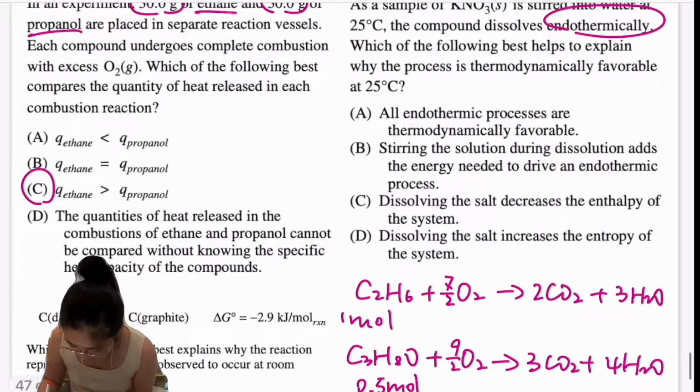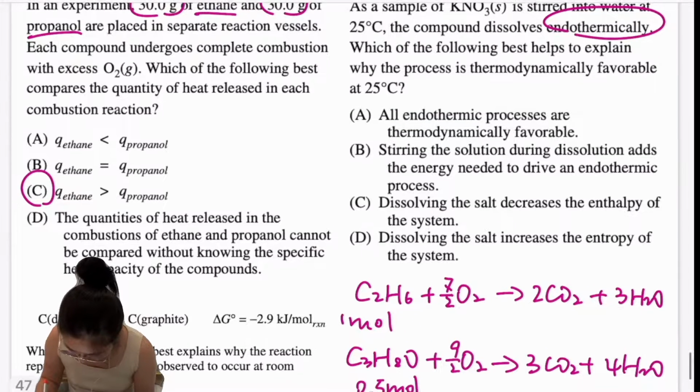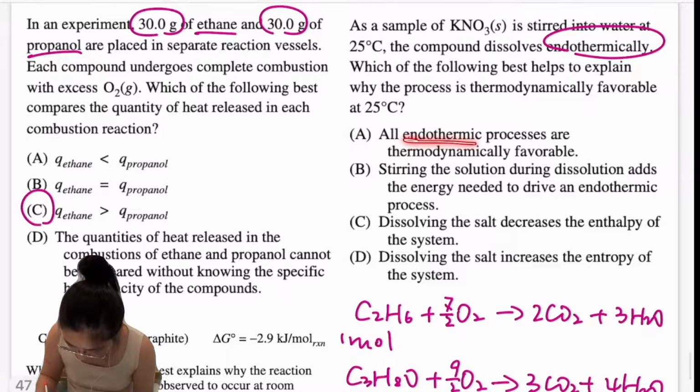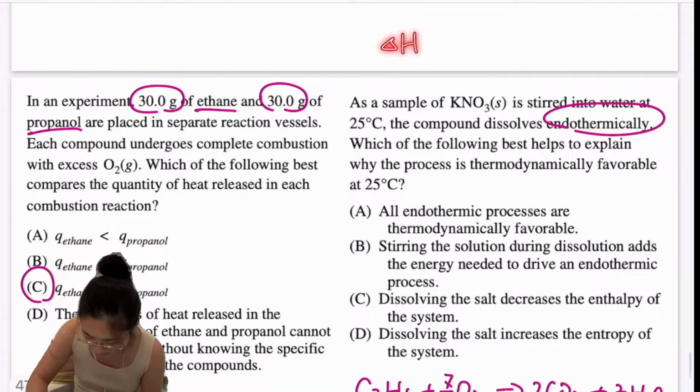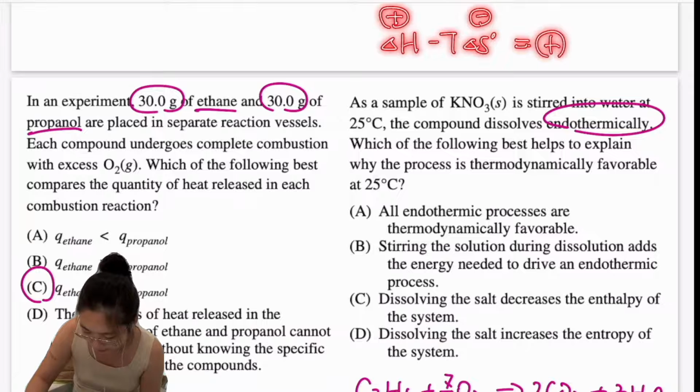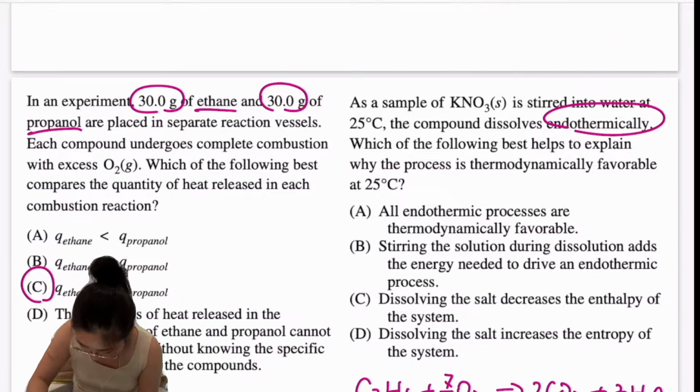So which one best explains? All endothermic processes are thermodynamically favorable? Of course not. So delta G equals delta H minus temperature times delta S. If delta H is positive and delta S is negative, then you will always get a positive Gibbs free energy, no matter at what temperature. So A is not correct.